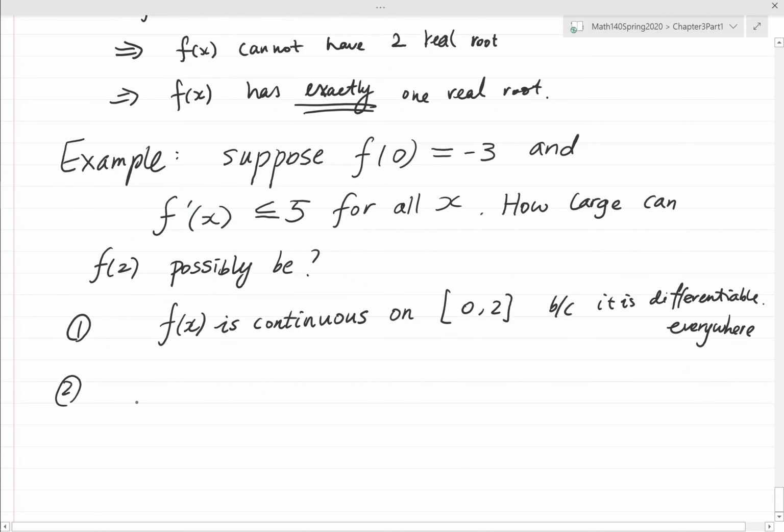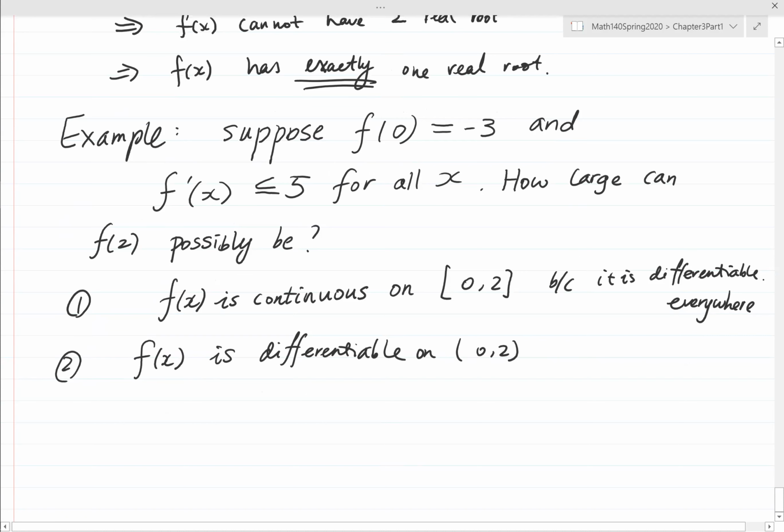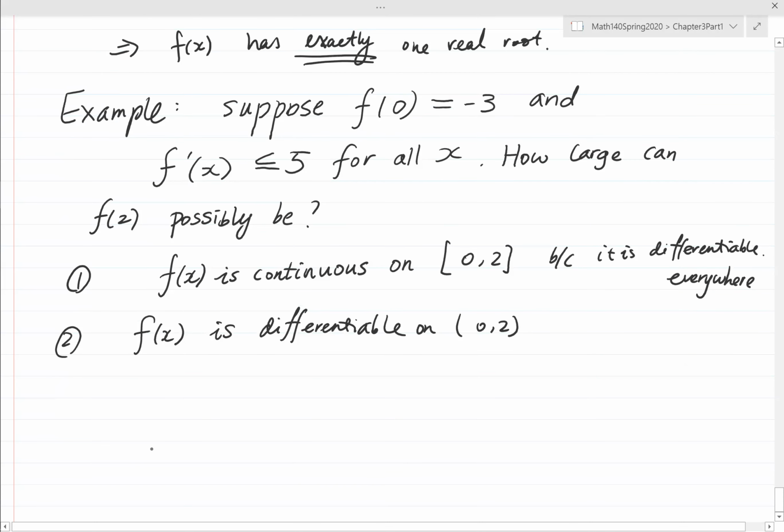Now, second, f(x) is differentiable on the open interval 0 to 2. Because it's differentiable everywhere, in particular, it's differentiable on 0 to 2. So we only need to check these two conditions, because we only need to use the mean value theorem. So we can apply the mean value theorem to f.